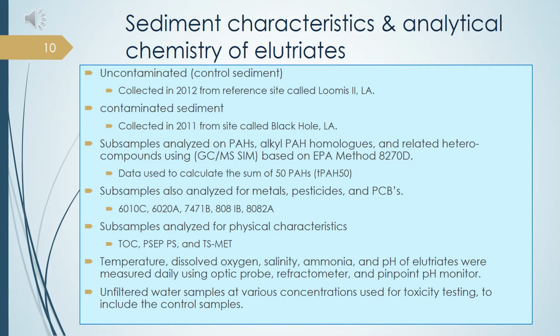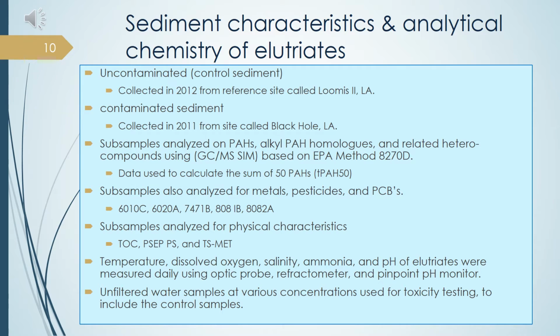So here we have some sediment characteristics and some of the analytical chemistry of the elutriates. They were collected in 2012 from a reference site called the Loomis 2 in Louisiana. The contaminated sediments were collected from a site called the Black Hole in Louisiana, an area classified during the NRDA as having a heavy, persistent oiling.